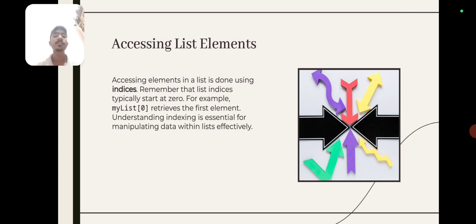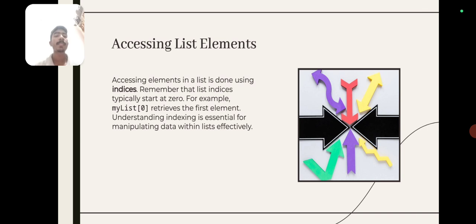Accessing the list elements. Accessing the list elements means we number the list and access the elements. For example, the list is equal to 1 2 3. We want 1. For that we access it using indexing. Remember that indexing typically starts with 0. For example, mylist[0] retrieves the first element. It means my list is equal to 1 2 3. Then mylist[0] retrieves the first element, that is 1. Then mylist[1] retrieves the second element, 2. Then mylist[2] retrieves the element 3.